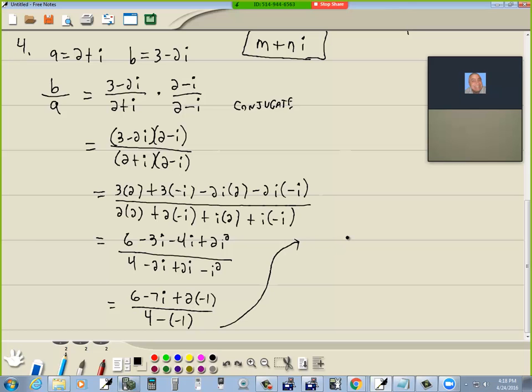Now up here, we got 6 minus 7i. 2 times negative 1 is negative 2. And down here we got negative negative, which gives us a positive. So then that gives us 4 minus 7i over 5. And we got 4/5 minus 7/5 i. And that's our answer.